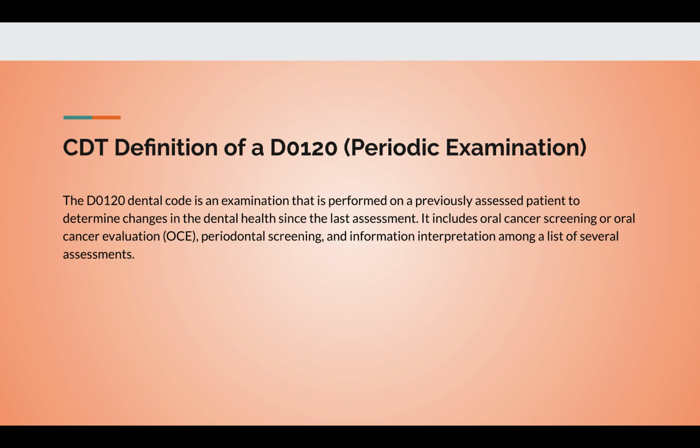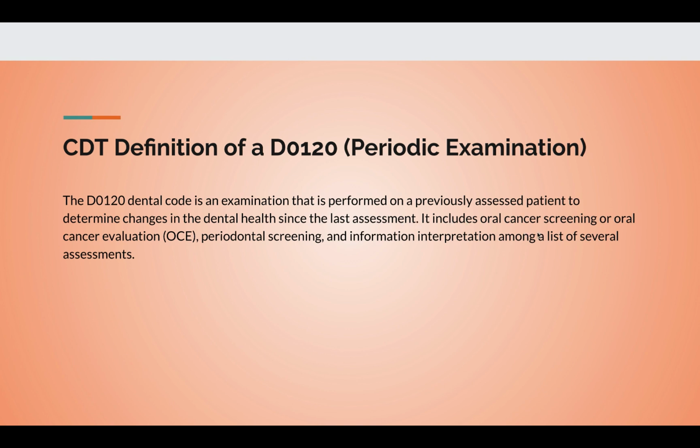So specifically in the CDT code terminology, which is updated yearly, the D0120 dental code is an examination that is performed on a previously assessed patient. So this patient either already had a D0150 or D0180 code. So a previously assessed patient to determine changes. So again, we're not creating information acquisition for a new patient, but we're determining if there's changes in the dental health since the last assessment. That's an important point here.